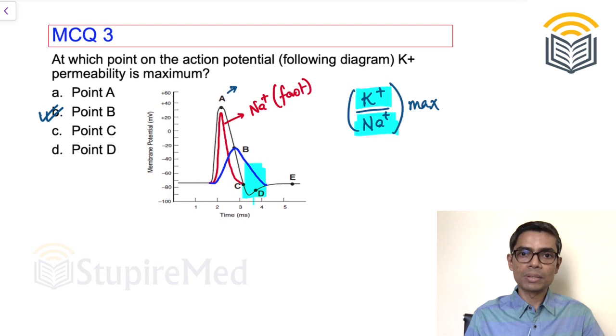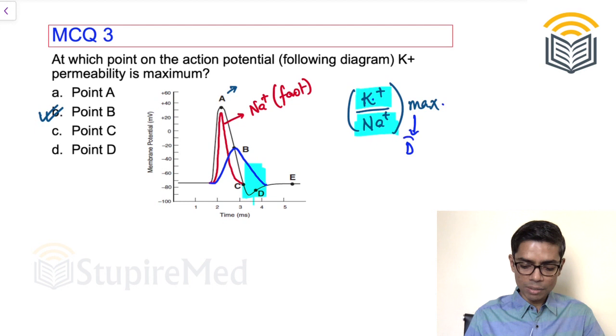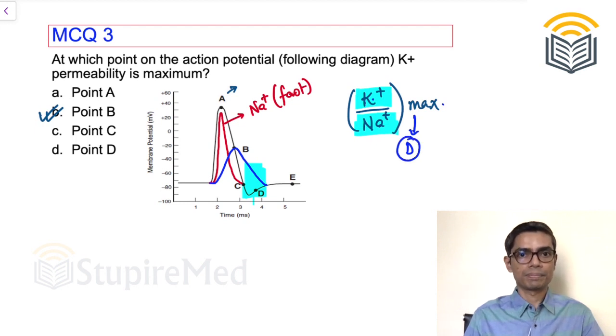So what will happen to the ratio? Ratio will be infinity, maximum. So that's why if the question is this, potassium upon sodium permeability is maximum at which point, your answer will be point number D. This is all about the question.